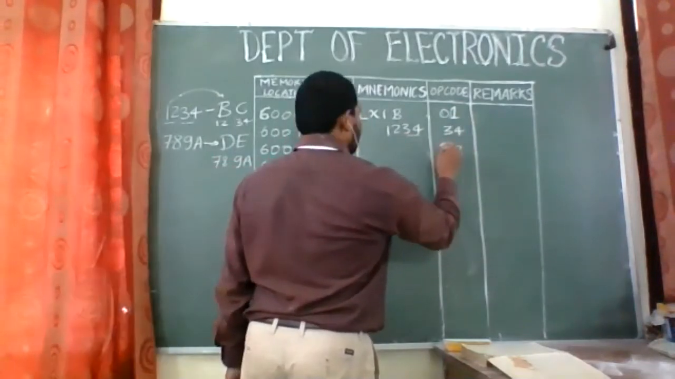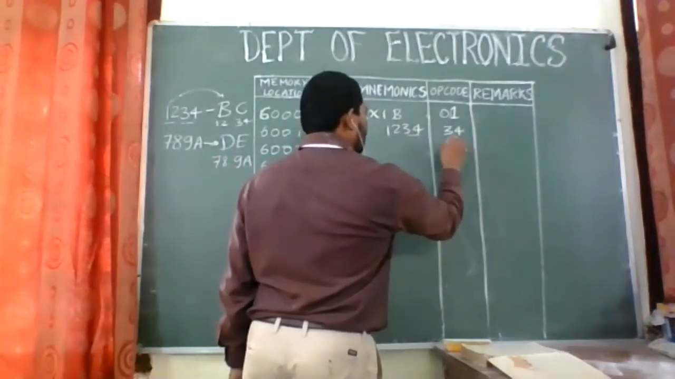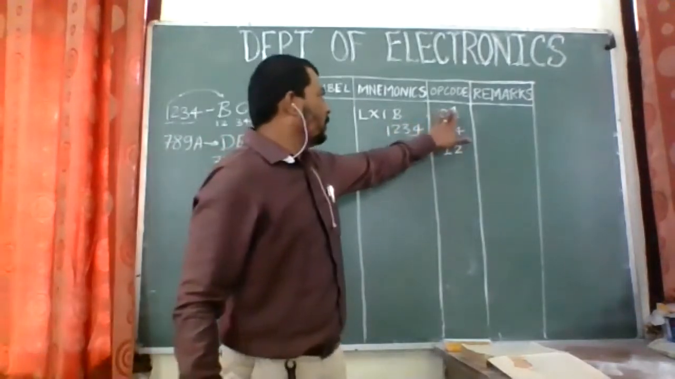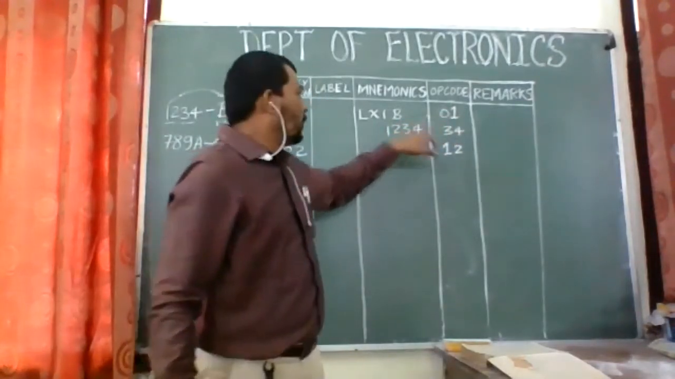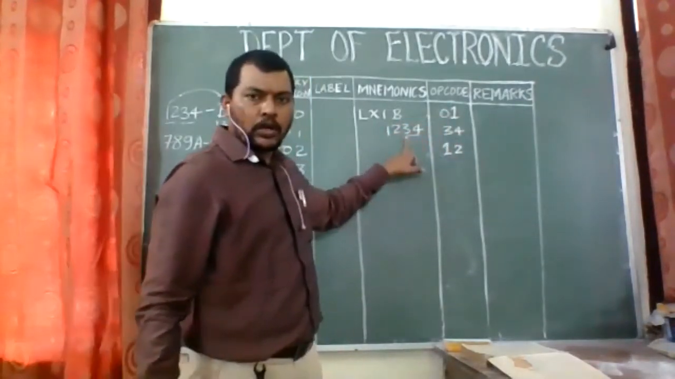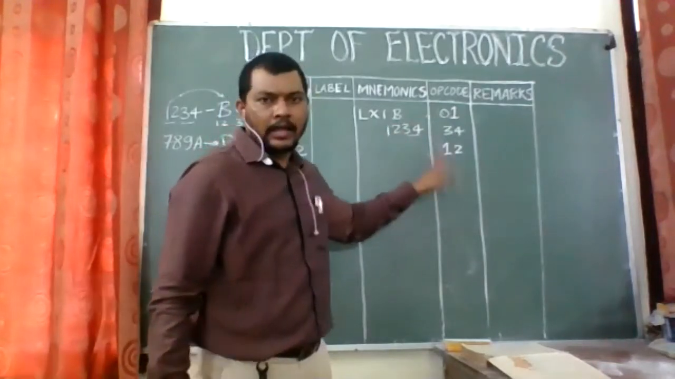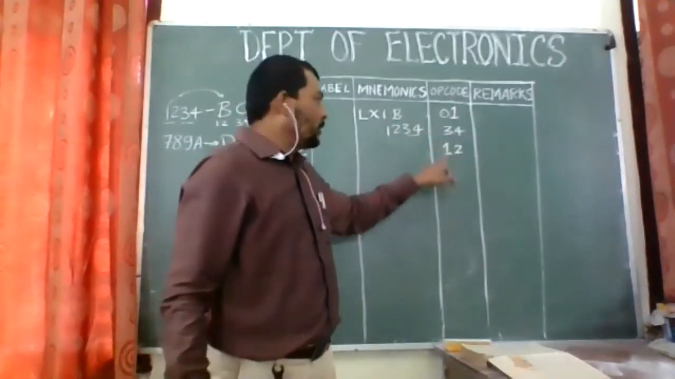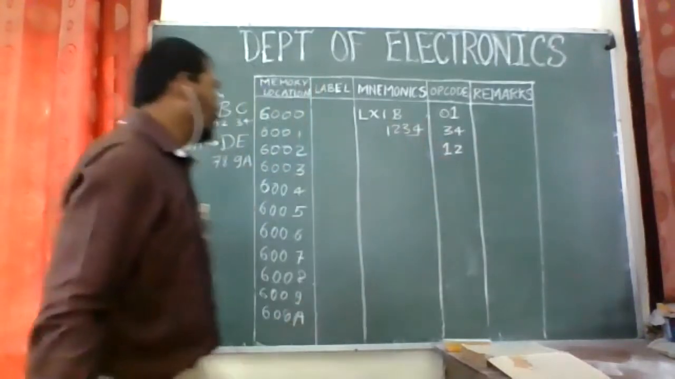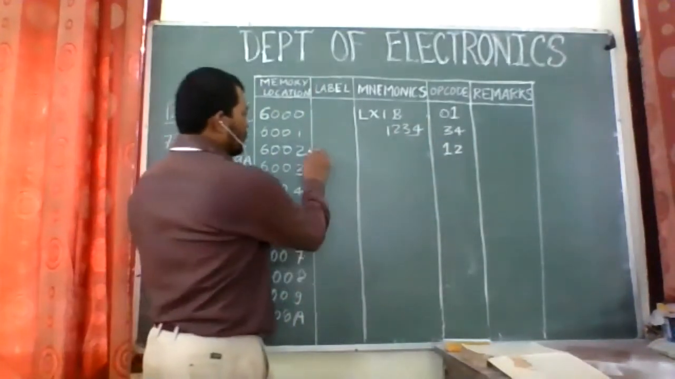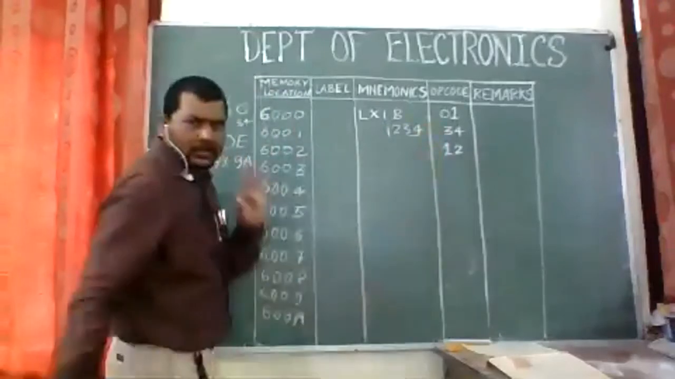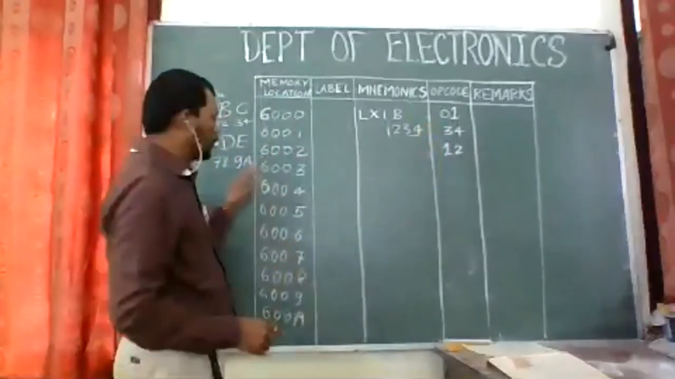So we will write like this. We will be requiring 3 memory locations for that, right? So 01 is the opcode, 34 is the lower order data, and 1, 2 is the higher order data. So this will go in register C and this will go in register B, right? So BC. Next, it is a 3-byte instruction, so we'll require 3 memory locations till 6002.